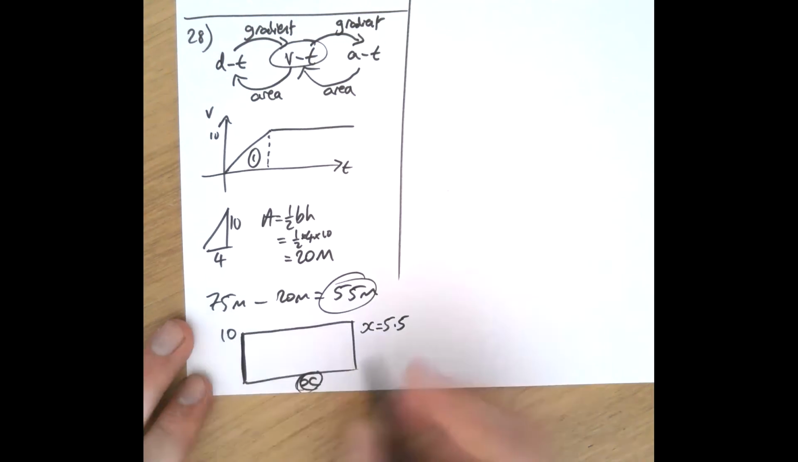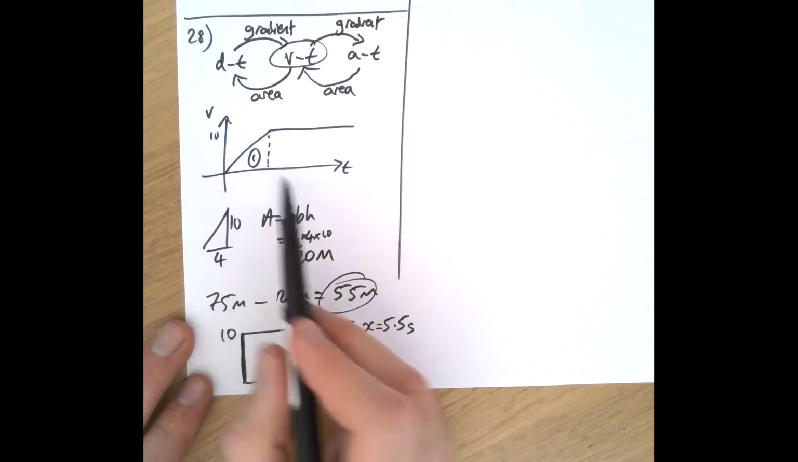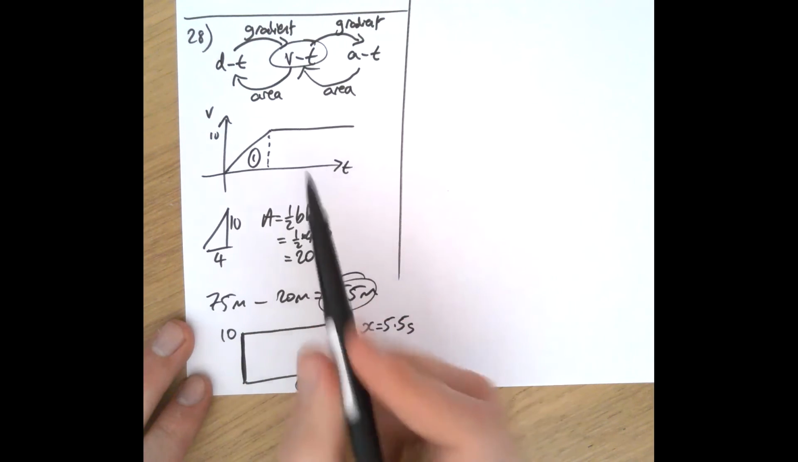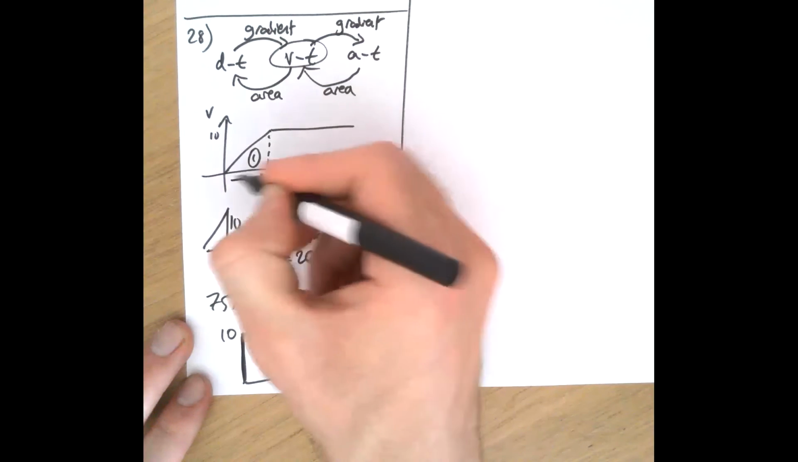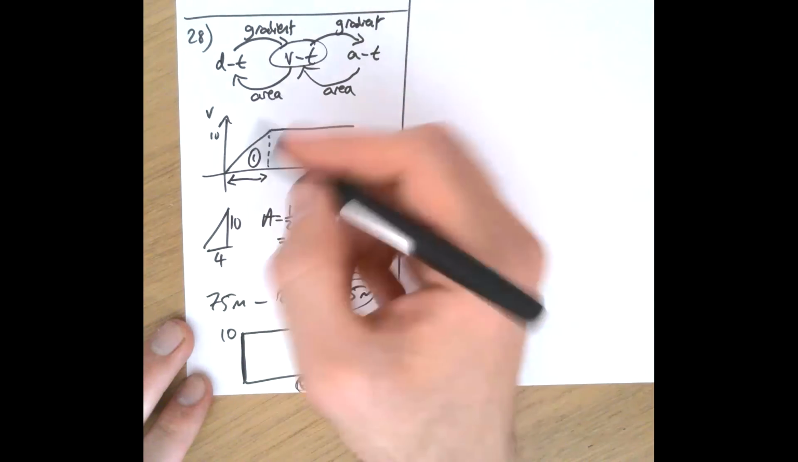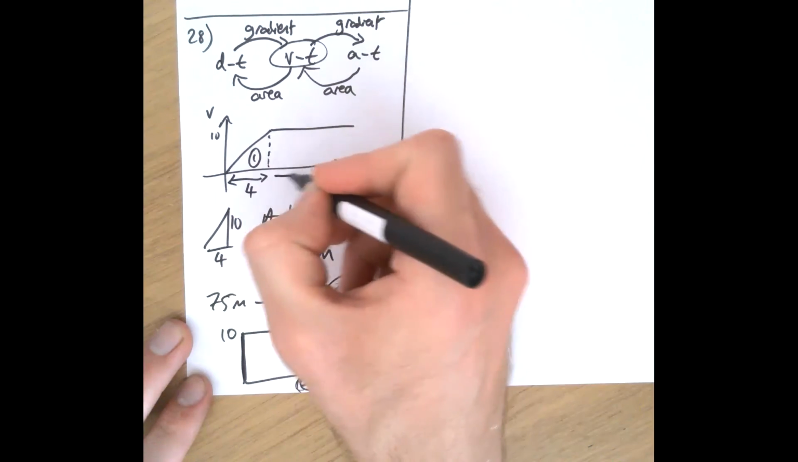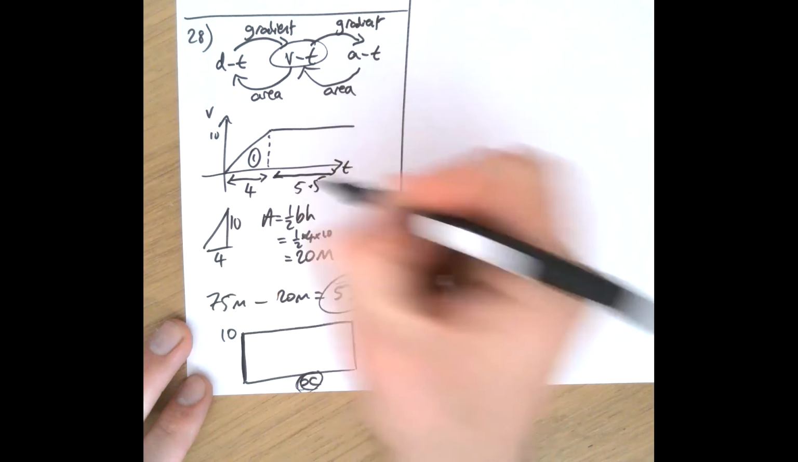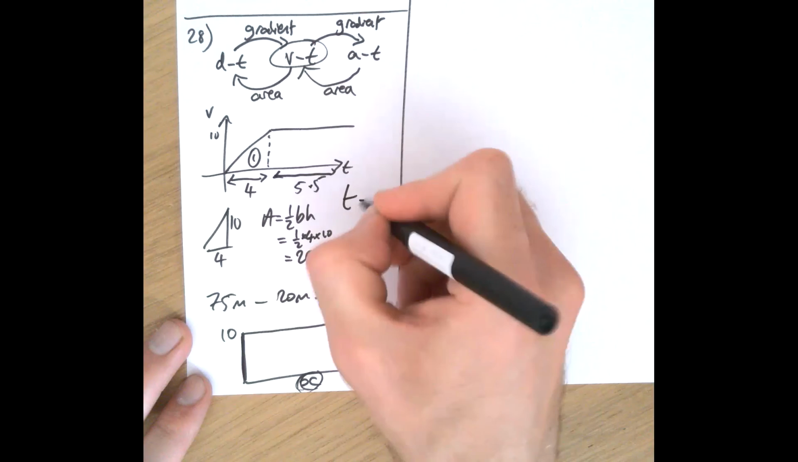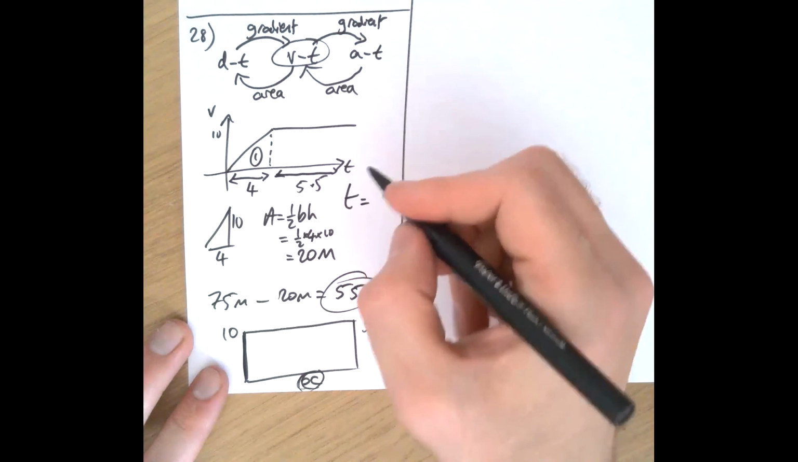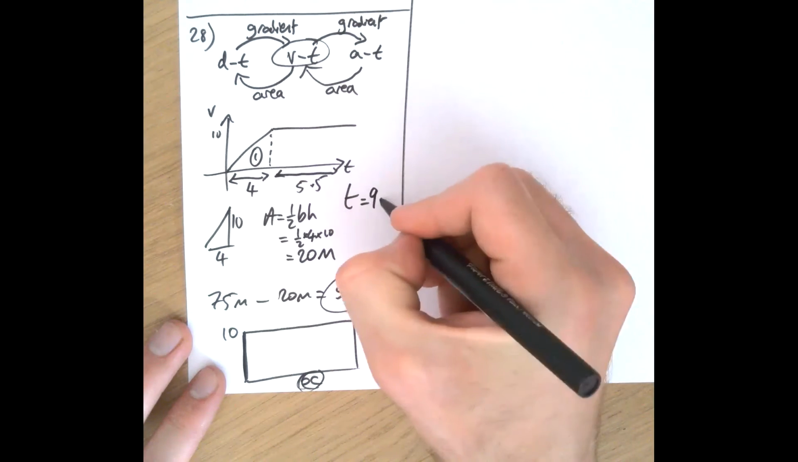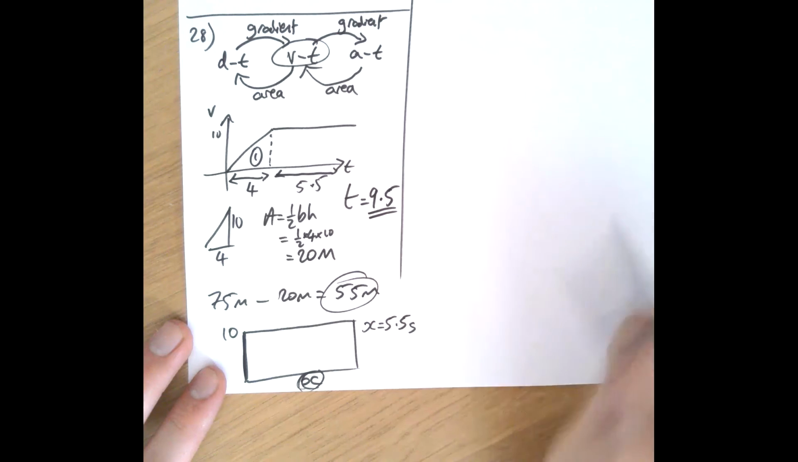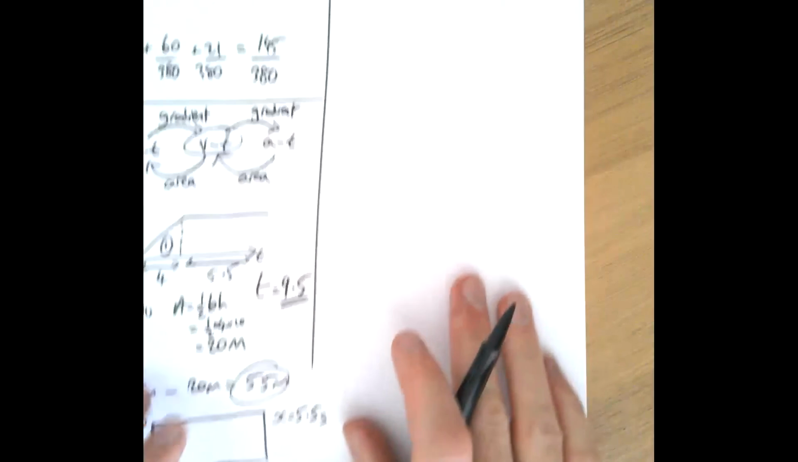seconds in this example, because we're going along this axis here, aren't we? So how many seconds was it at the base of the triangle? 4. And how many seconds have we had to go along this rectangle? 5.5. So my overall time for 75 meters, if we add those together, should be 9.5 seconds. All right, so that's how you do that one.